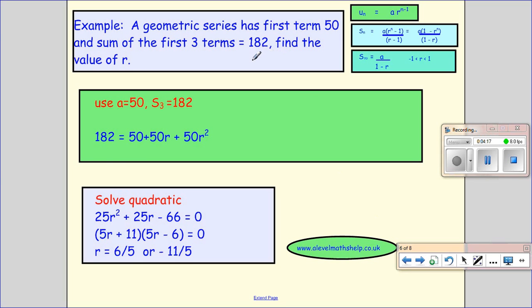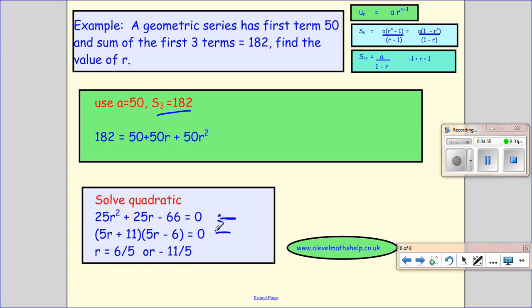Okay, so a geometric series has first term 50, and the sum of the first 3 terms equals 182. Find the value of R. Actually, the simplest way on this style of question, where there are not many terms, is just to write out the terms. So you'd have 50 plus 50 times R plus 50 R squared, because that's what a geometric series is, where you multiply by R every time you go up a term, equals 182. And that's from the question. Then you can rearrange that to get a quadratic.